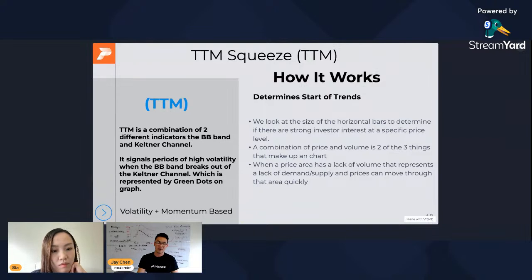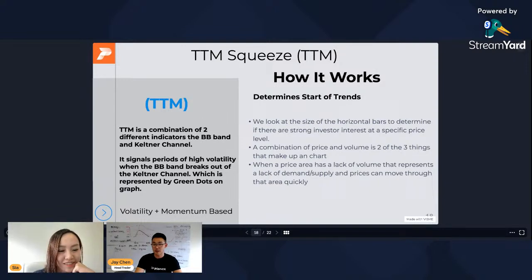I think I'm pronouncing that right, Keltner channel. But I forgot who came up with it. Whoever did was very smart. Basically, the BB band is a volatility indicator.